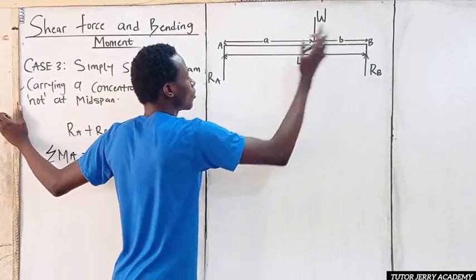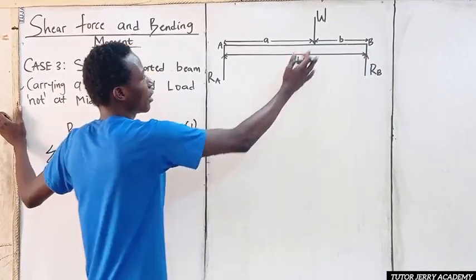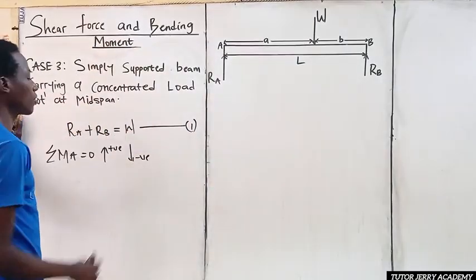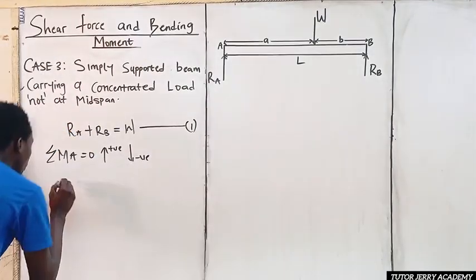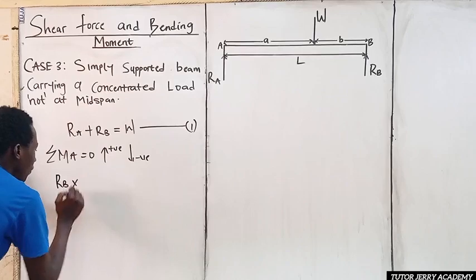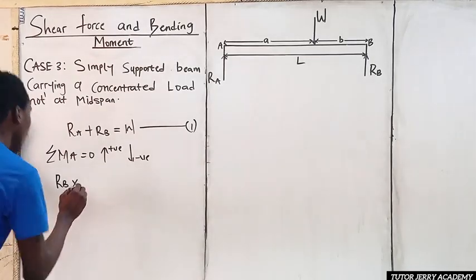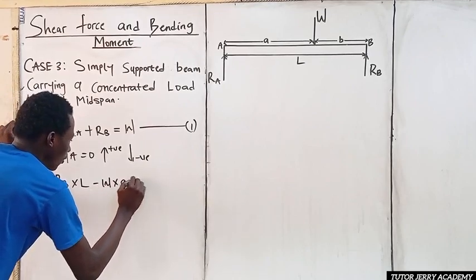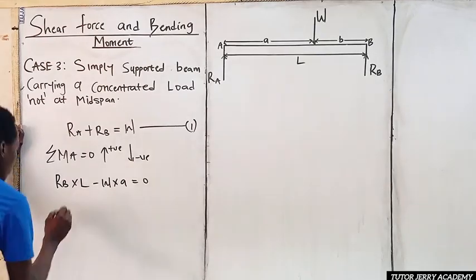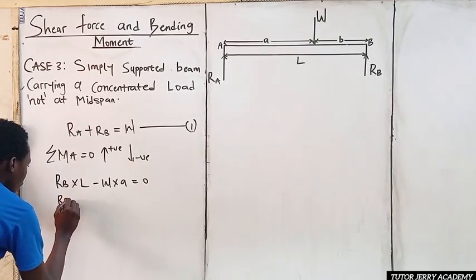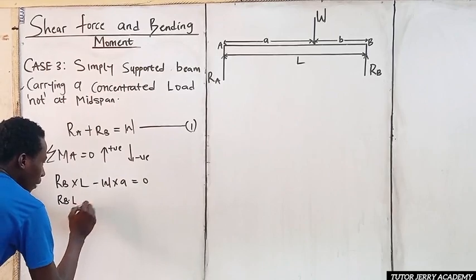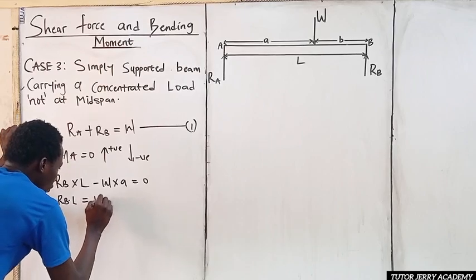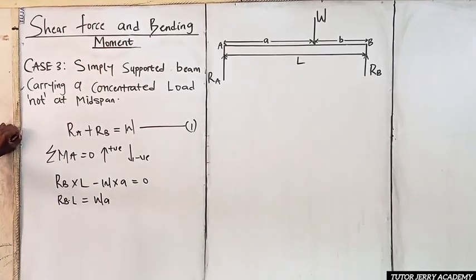So we are taking moment about this point. We have RB, which is positive, multiplied by the total length, which is L, and then minus W multiplied by its distance, which is A. So this will be RB multiplied by L minus W multiplied by A, everything equals 0. This is RB multiplied by L minus WA. If you take minus WA to the other side, we will have WA.